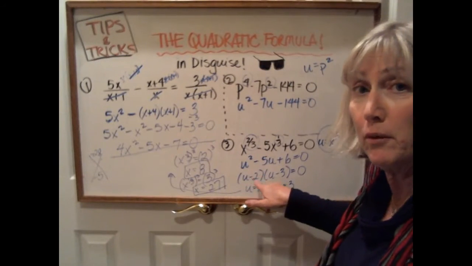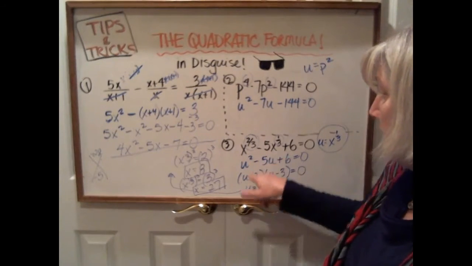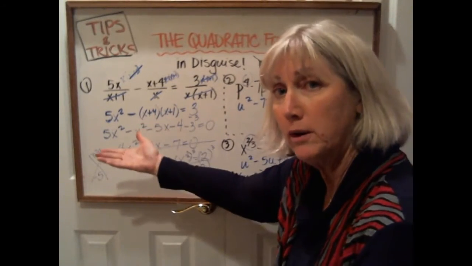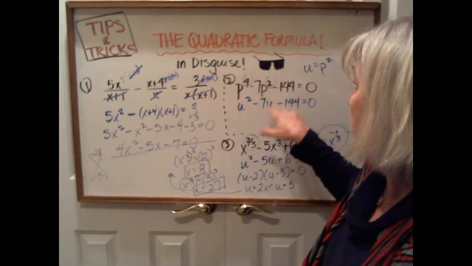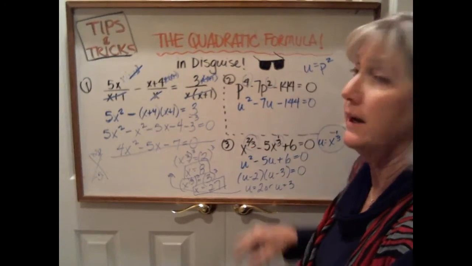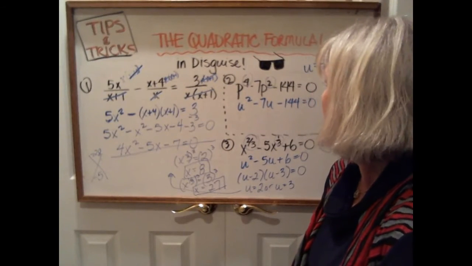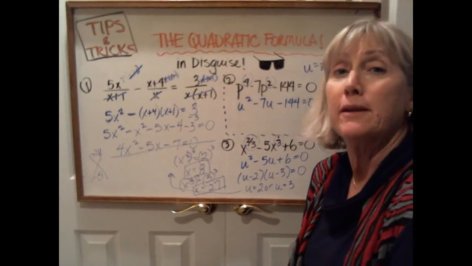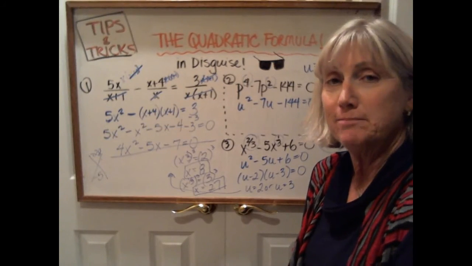This was an example of one where you could factor it once you got it into u form. This was one where we couldn't factor it, but we needed to use the quadratic formula. And this one I haven't looked at too closely, but we look and see if there's factors of 144 that have a difference of 7. And I don't know them off the top of my head, but that would be something you guys can figure out. So I'll see you next time.